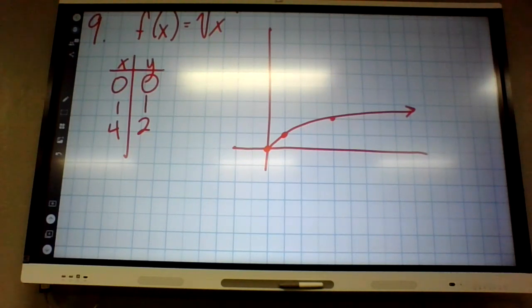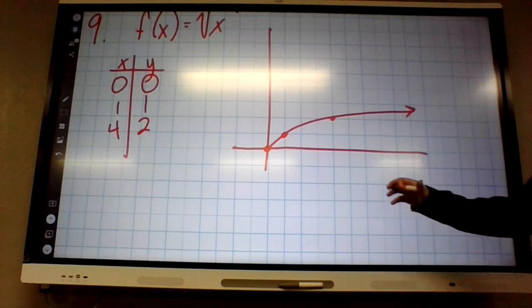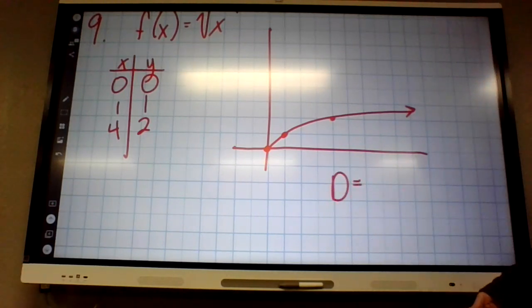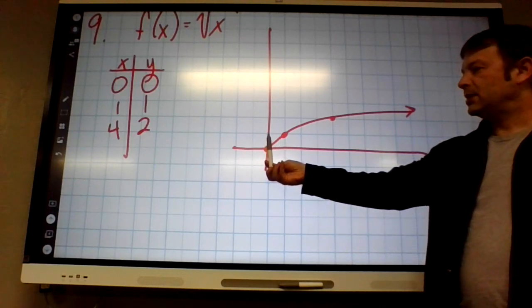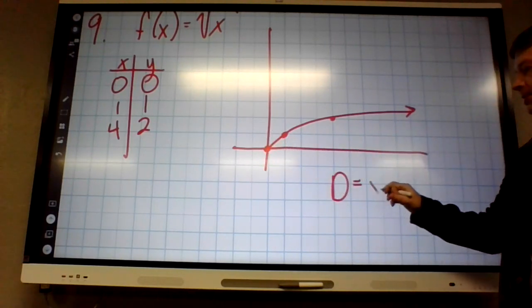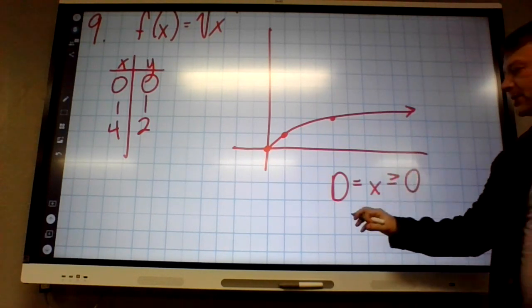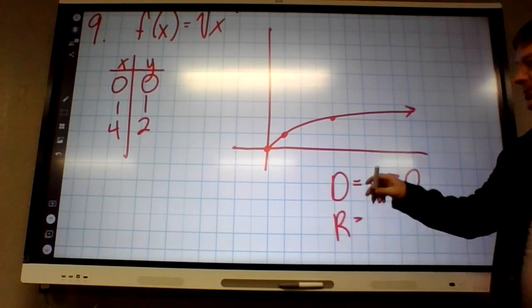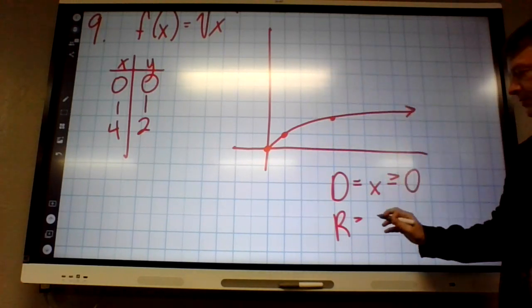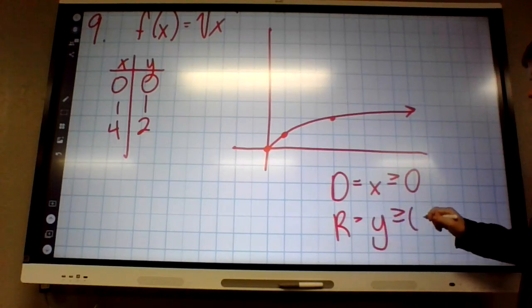Okay, I didn't read all the directions, but the directions say state the domain and range. So, what is the domain for this problem? Yeah, all the x values from 0 to the right, greater than that. And the range? Yeah, the lowest y value is 0, and everything above that is covered. Y is greater than or equal to 0.